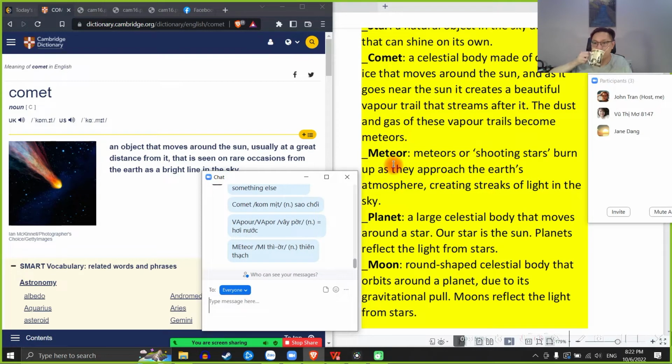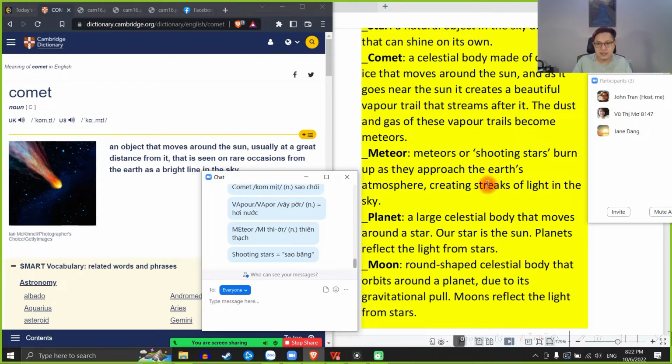Meteors or shooting stars burn up as they approach the Earth's atmosphere, creating streaks of light in the sky. Streaks of light. Y kéo dài nha. Creating streaks of light in the sky. Creating streaks of light in the sky.